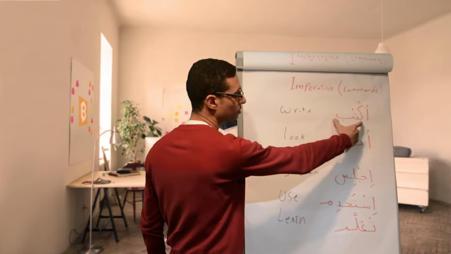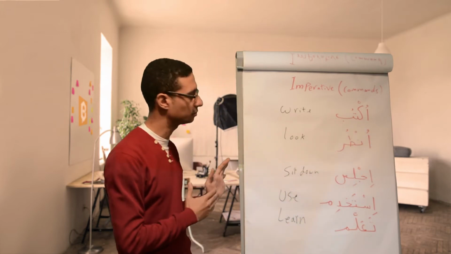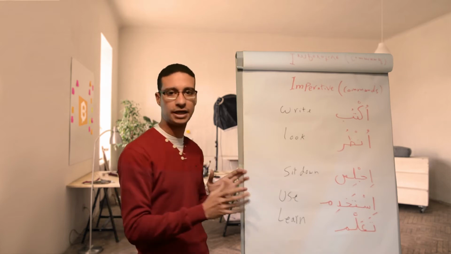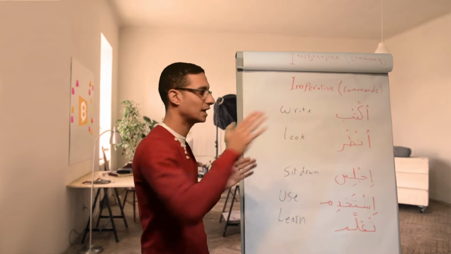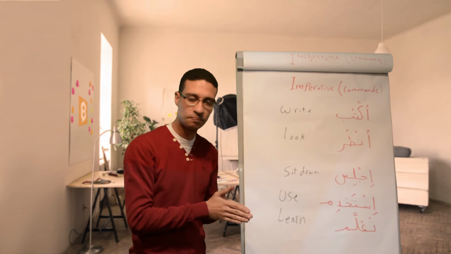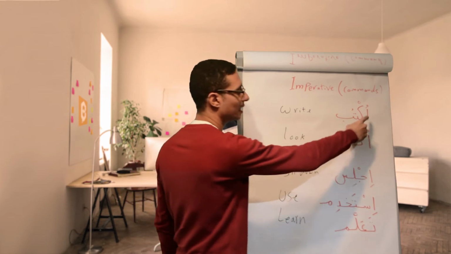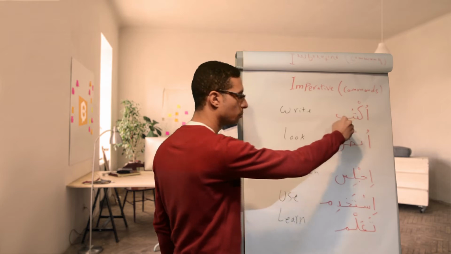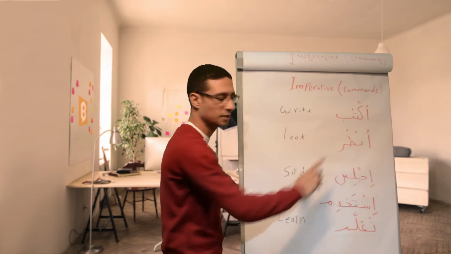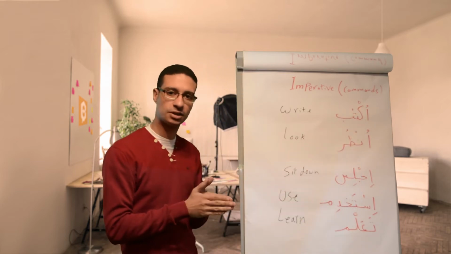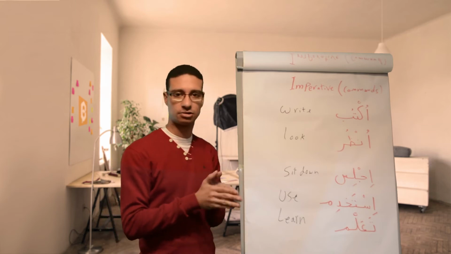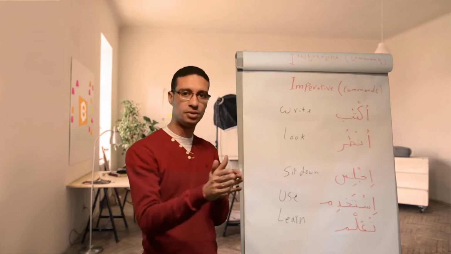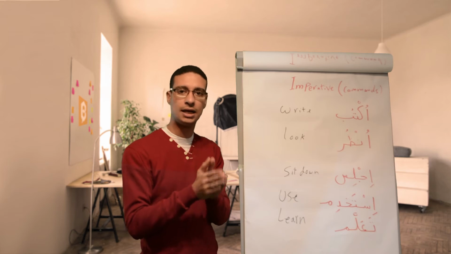For three-letter verbs like kataba, yaktub, it's very easy. We just conjugate the verb in the present. So kataba, yaktub. And then we replace the first letter, the ya, with an alif. So yaktub becomes uktub, the singular masculine. So uktub, when I'm talking to a man.